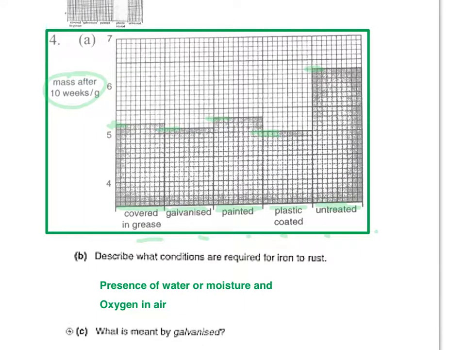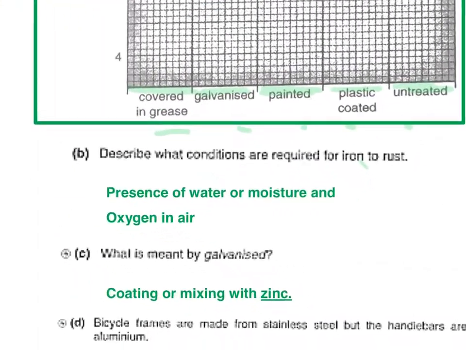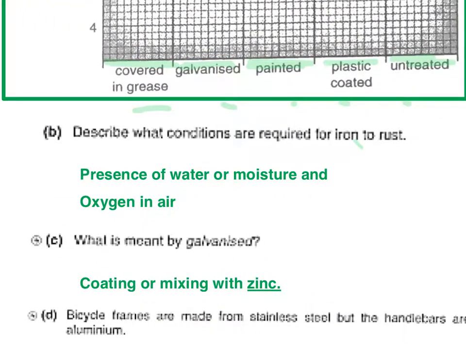Let's do 4 part B. For part B, we are looking at conditions needed for rusting. Definitely you need water and oxygen. What can speed this up? That's not really a condition, but it can actually be sped up in the presence of salt or heat.